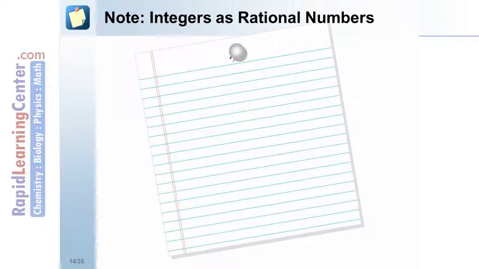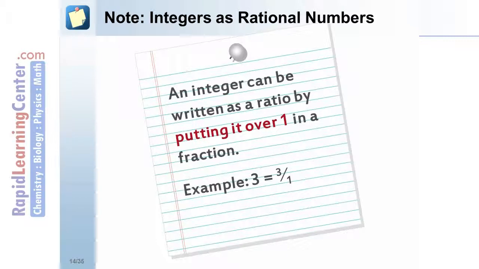Note: integers as rational numbers. An integer can be written as a ratio by putting it over 1 in a fraction. For example, 3 equals 3/1.